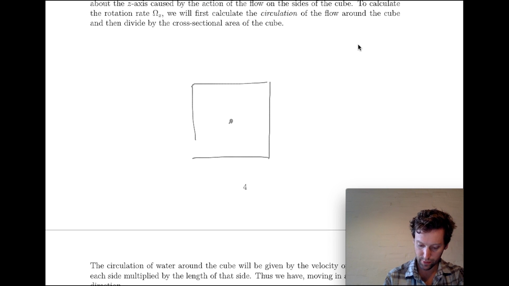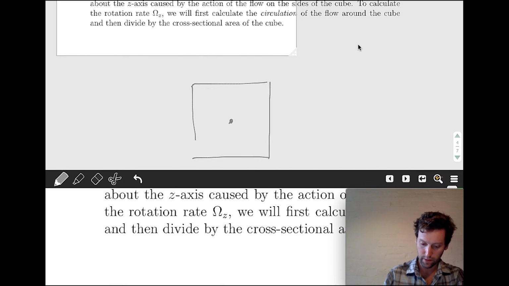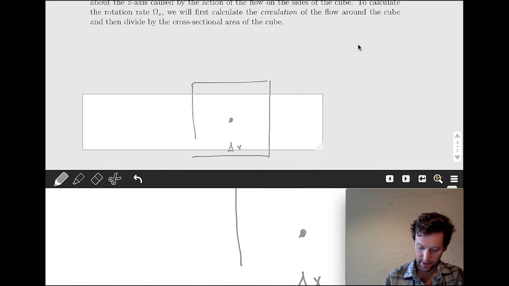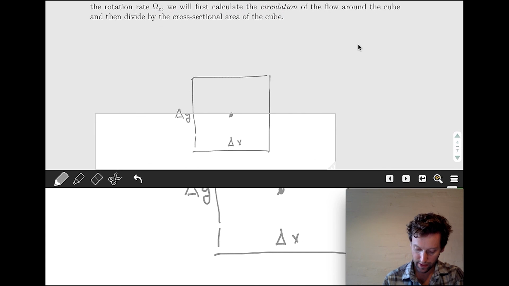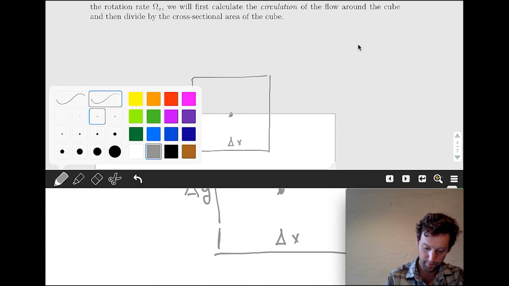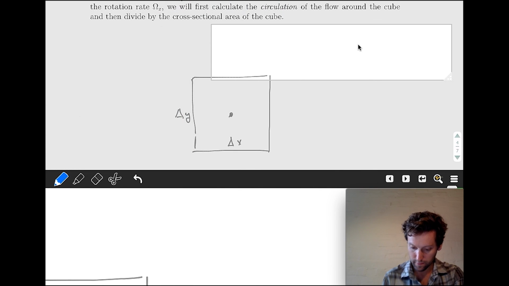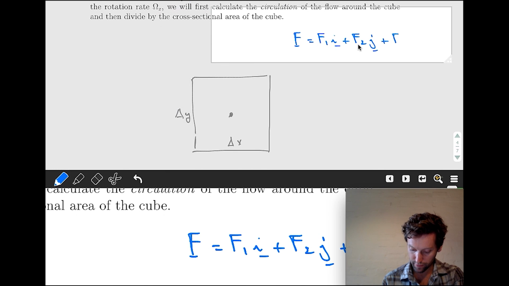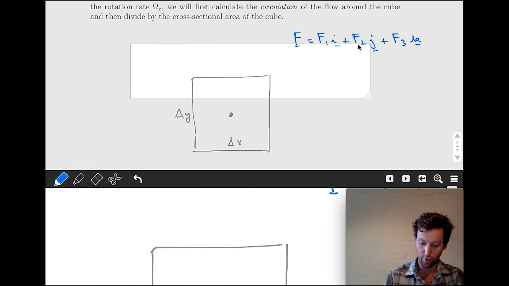And this is its rotational axis. And we're going to ask, if I have sides delta x and delta y, and this cube is immersed in a flow field given by F equals F1 i vector plus F2 j vector plus F3 k vector, what is the net circulation around this cube?